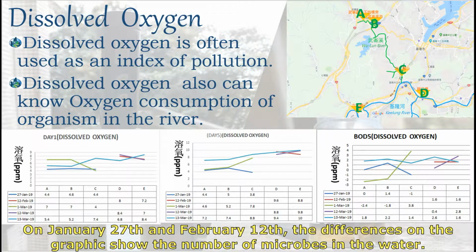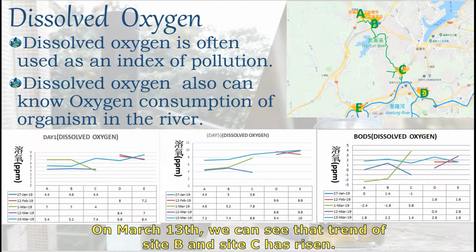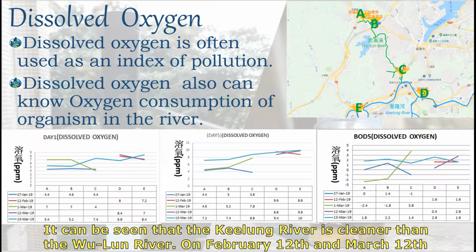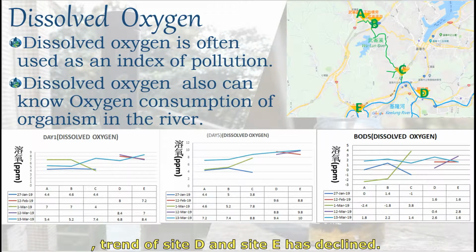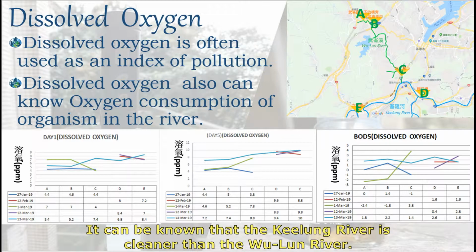On January 27th and February 12th, the difference on the graphic shows the number of microbes in the water. On March 13th, we can see that the trend of Site B and Site C has risen. It can be seen that the Keelung River is cleaner than the Urun River. On February 12th and March 12th, the trend of Site D and Site E has declined. It can be known that the Keelung River is cleaner than the Urun River.